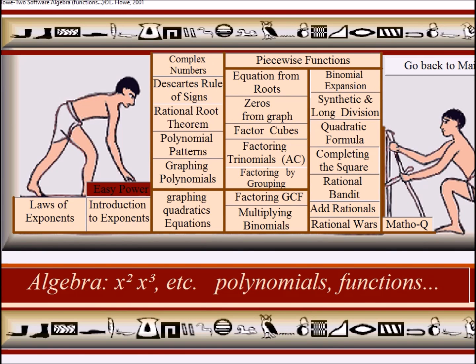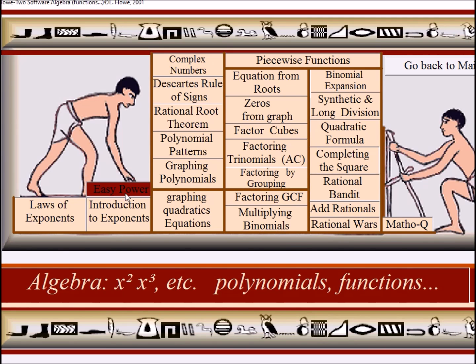Now that we've studied exponents, I would like to go on to this program that's right under this Egyptian's hand. It says Easy Power. I wrote this program much later than these other two. It was after I was teaching calculus, and I realized that students were so calculator dependent that they did not even take the cube root of 8 mentally. They thought that they had to have a calculator to do that, or even the cube root of 1.